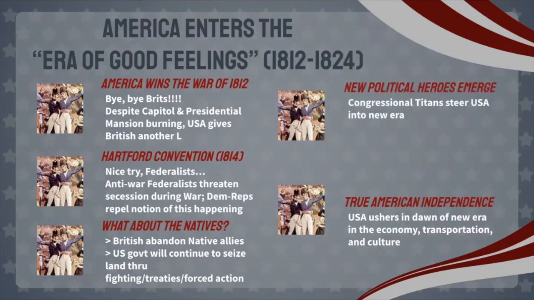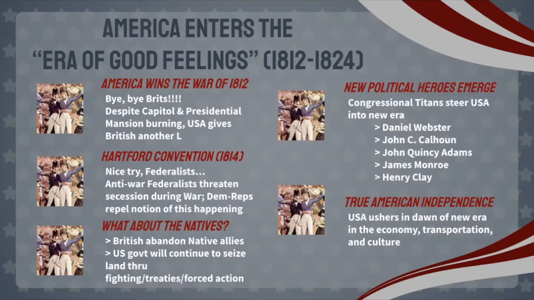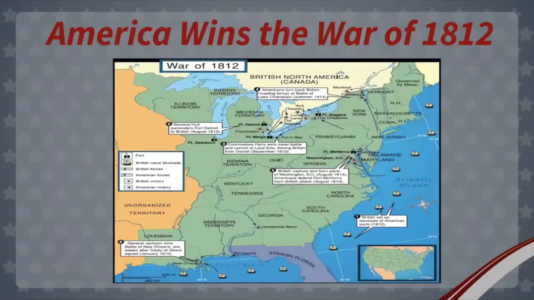And finally, new political heroes are going to emerge. Some of the most famous American congressmen and senators are going to really steer the United States into this new era. Names like Daniel Webster, Henry Clay, John C. Calhoun, John Quincy Adams, James Monroe. These are going to be some of the big names in the era of good feelings and beyond. So a little overview here, and then we'll dive deeper into the conflicts themselves.